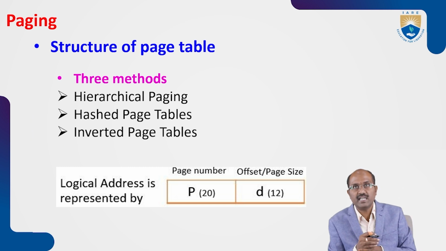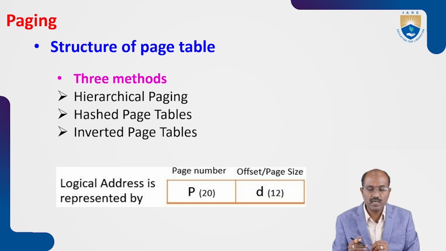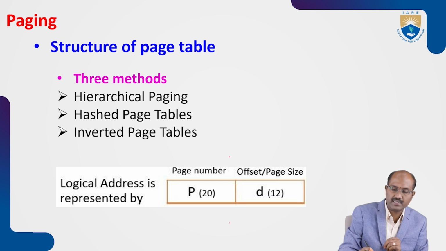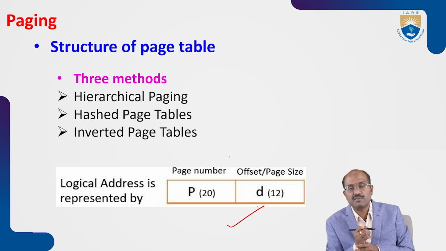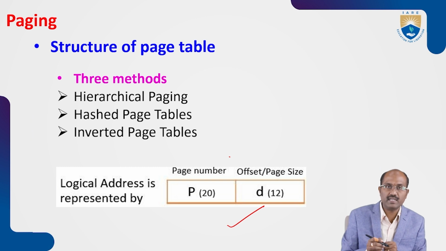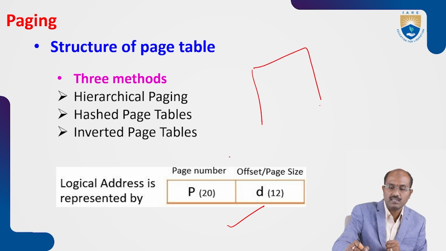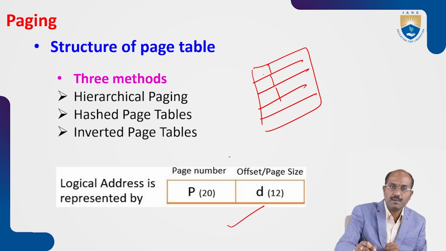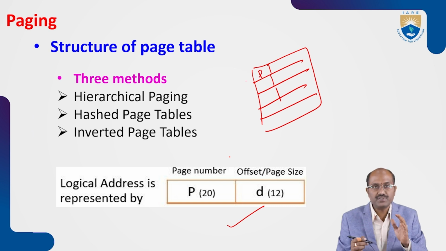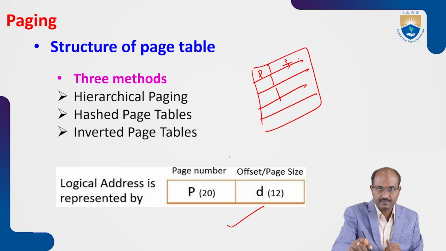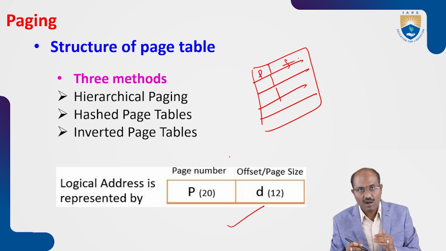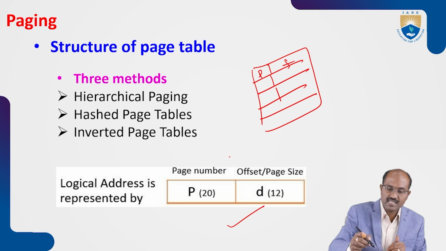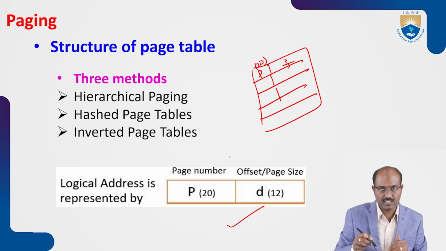In every paging technique, there are two things: one is the page number, another is the offset. This is the address of the page. Paging divides the memory into different slices, and each has a page number and an offset address. Page number we represent as P. Offset address we represent as F. Page number we represent as P, offset address represented as F. The size of the address is 20.